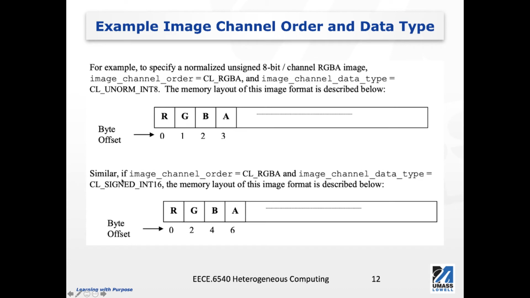Similarly, if we use the same order for the channels, but we change the image data type to CL signed integer 16, then the memory layout is a little bit different. We still have this red, green, blue, alpha in the sequence for describing each pixel. But now each channel here takes 2 bytes because we're using now signed integer 16-bit. So this will be 2 bytes, and the next color channel will be starting at offset 2, then 4 and 6, and so on.